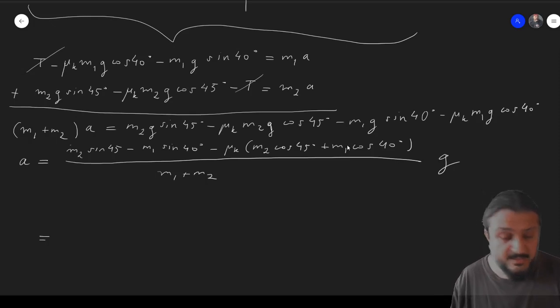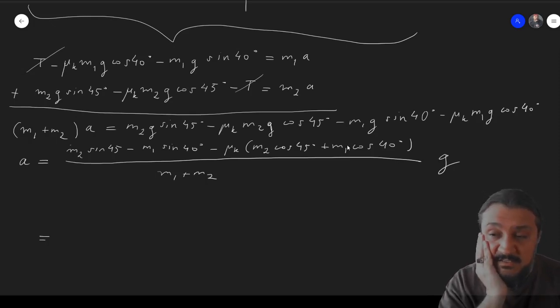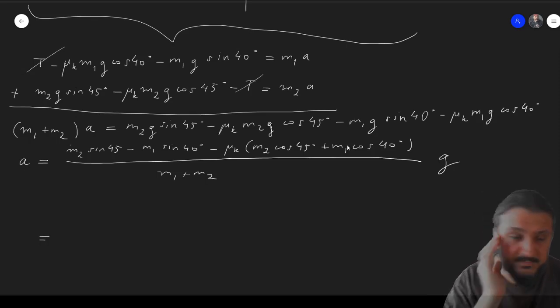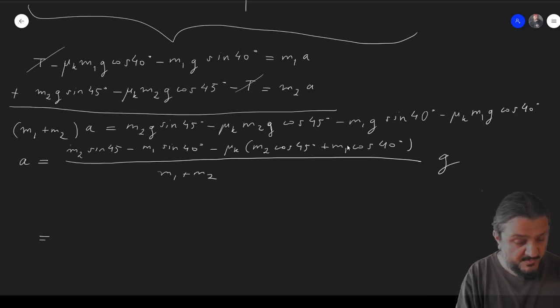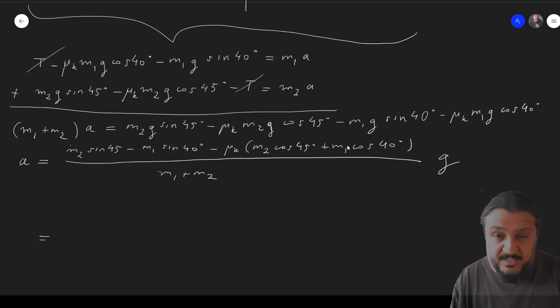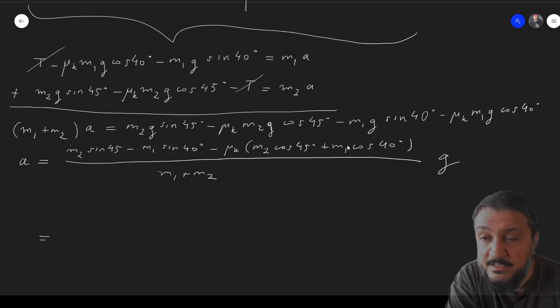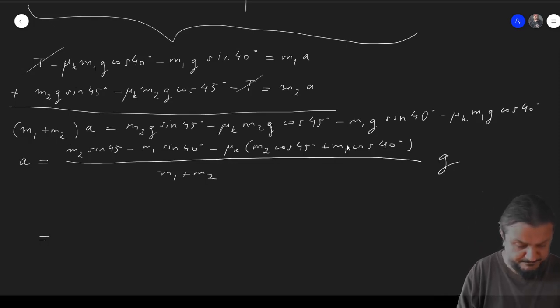Okay, I made a mistake somewhere. I got 5.19. This has to be less than 1. Let's do it again. M2, 12 sine 45, minus 5 sine 40, okay, minus 0.1, M2 cosine 45, plus M1, 5 cosine 40, divided by 5 plus 12. Oh, of course, I forgot the parentheses. Sorry.